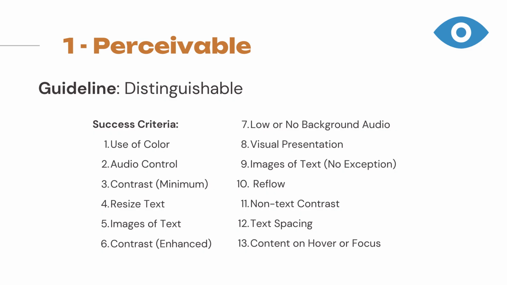Success criterion images of text recommends using actual text rather than images of text where possible. Logos, of course, are the exception. Success criterion reflow says that users should be able to enlarge text without increasing line length. Content should reflow within the browser window. This can be achieved by using a responsive design.